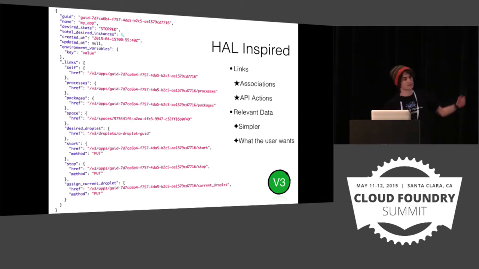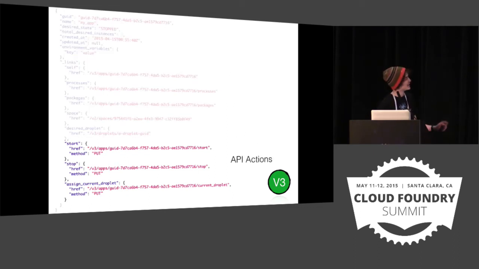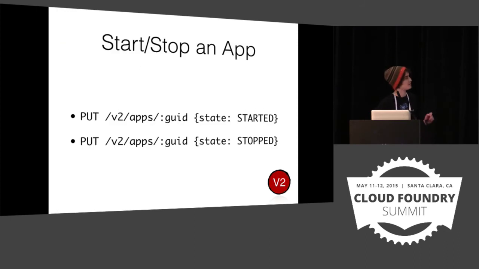It contains paths to fetch the current object, to fetch associated objects that you're going to care about, but also something that we're working on to clean up user interactions, API actions themselves. So let's take a step back and think about how you might start an application in V2. Currently, what you do is you just update the state field to your desired state, started, stopped. It's pretty simple. But let's consider a different case.